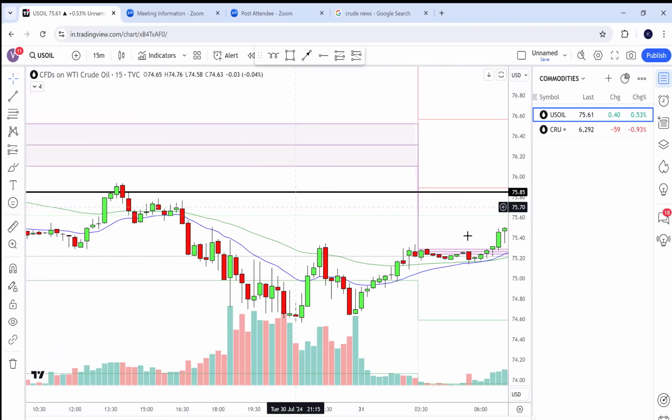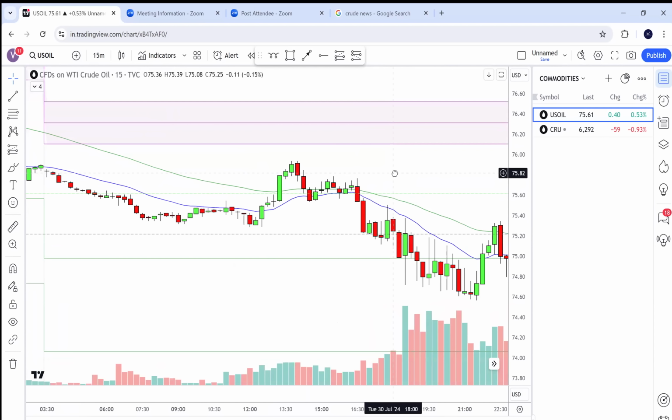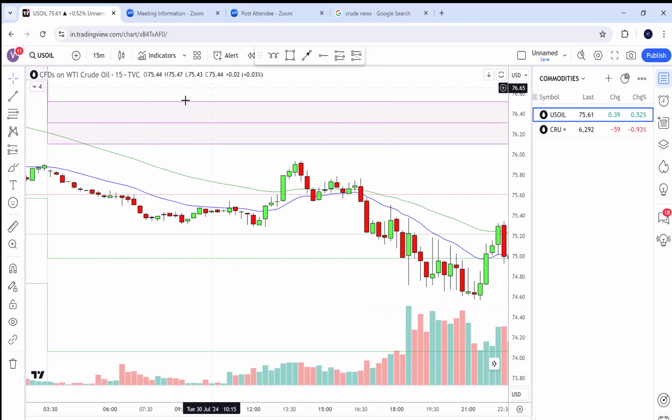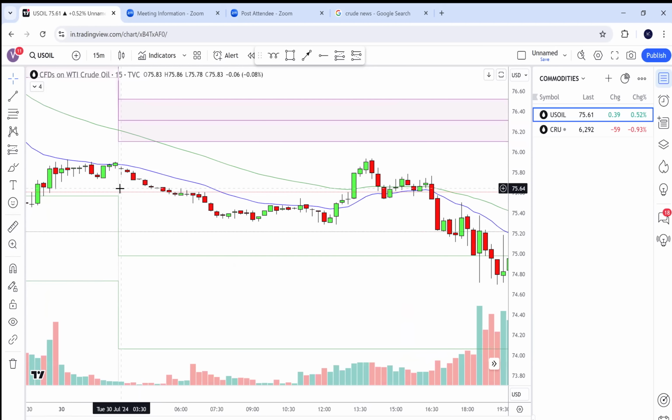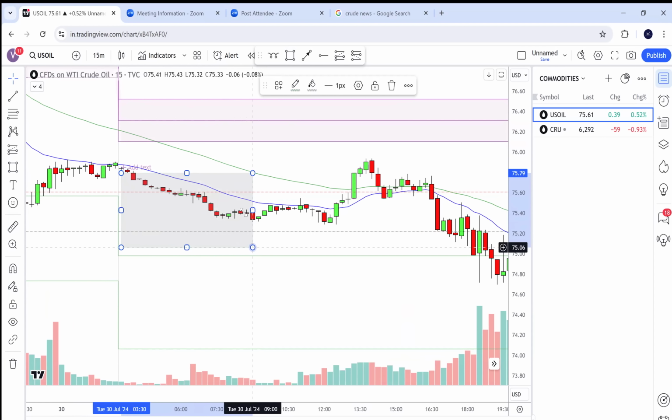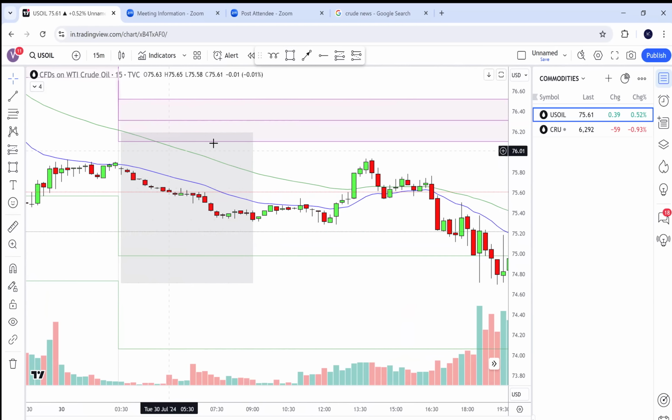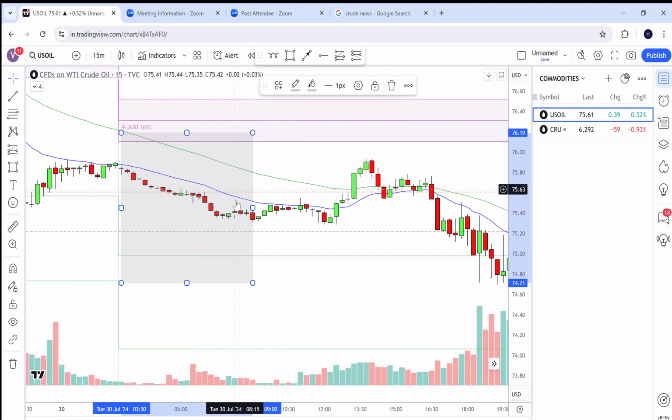What I mean by that: this is the 15 minutes time frame chart. You can see where US oil opened yesterday, at 3:30 am, and from 3:30 am, let us mark it till 9 am. Why till 9 am? Because you know that the Indian market opens at 9 am. So this box that I marked here, that much you will not see in Indian crude oil.